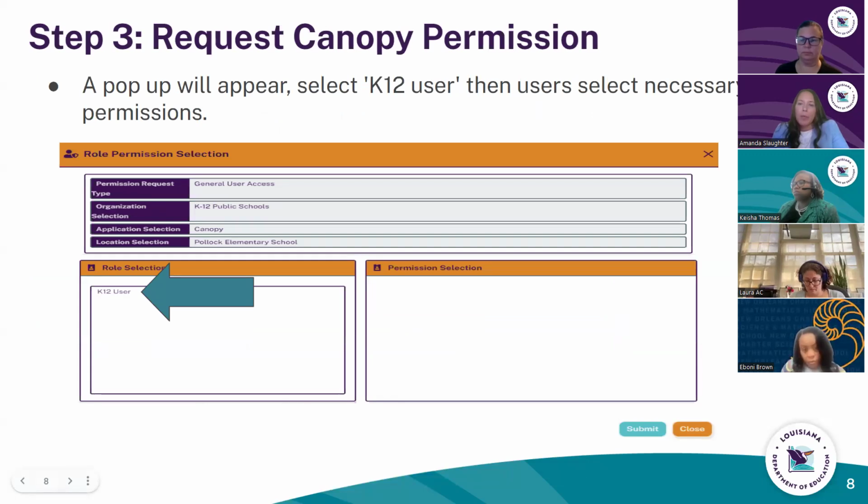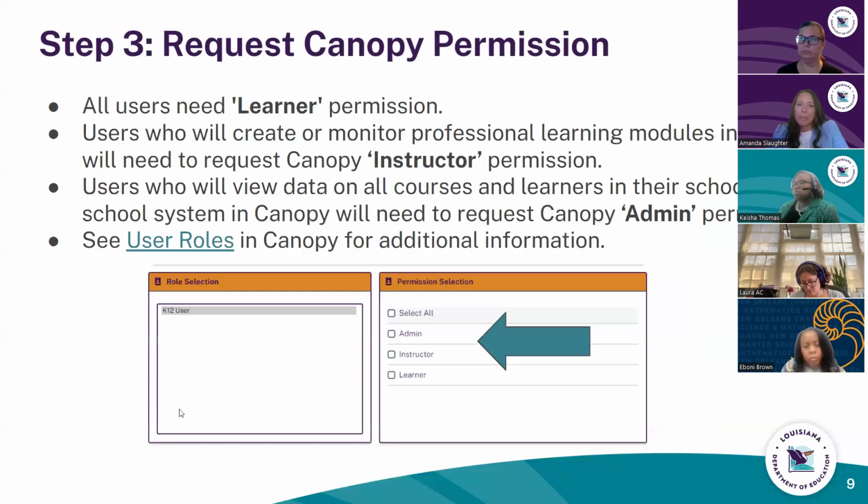Next, a pop-up will appear and you'll select K-12 users. The next pop-up box will appear. All users need learner permission, even school level or system level administrators. Everybody needs a learner. They will all access Canopy as a learner.